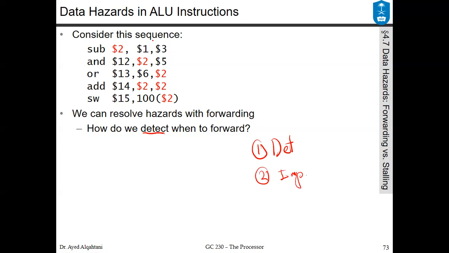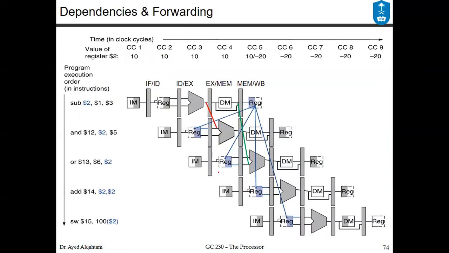So let's consider this sequence. We have subtract with a row hazard on S2. And you notice that we write here and we read in all the four different instructions here and here and here. So to be able to understand how this is happening and why we need the forwarding, let's check it in this slide. This is our 5 instructions, and this is register number 2.